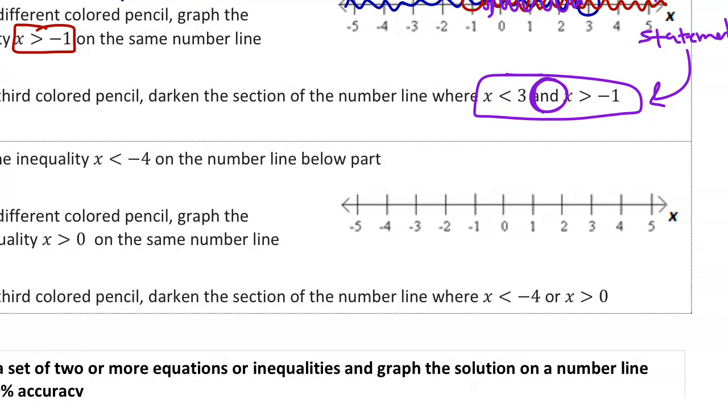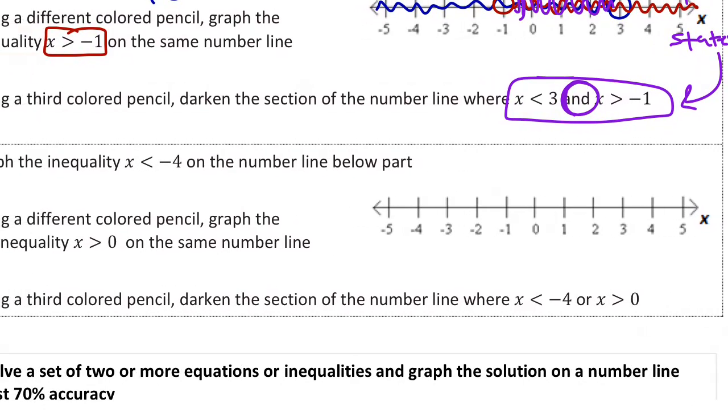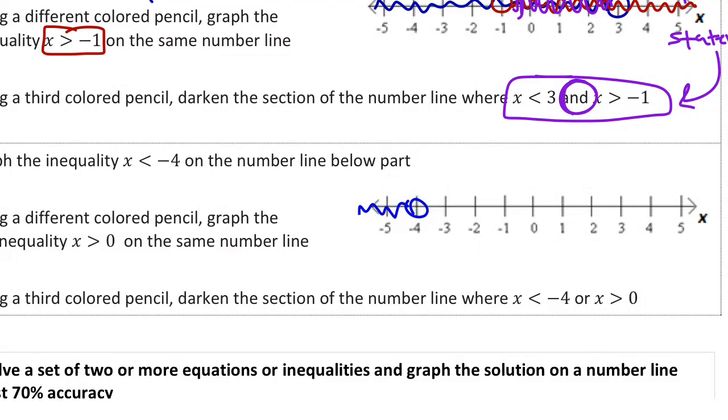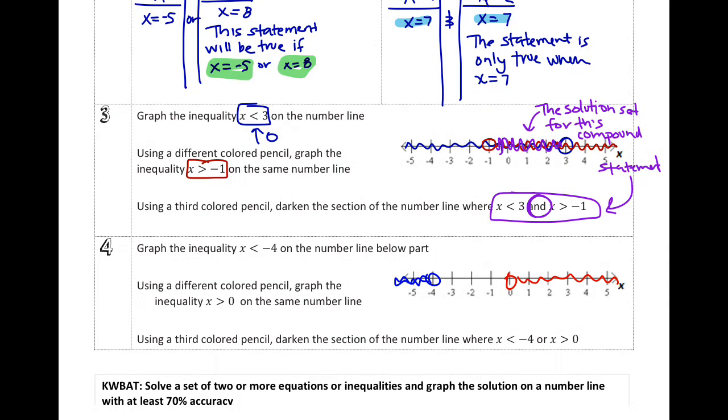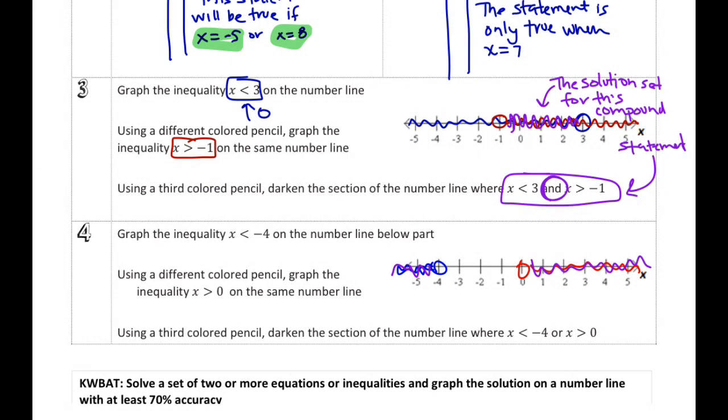What you should have on your graph is something that looks like this, and something that looks like this, and something that looks like this. If you have that, great, good for you. I want you to go on to the next video, which will give you more directions. If you didn't have this as your answer, then stick around and I'm going to explain how we got this answer.